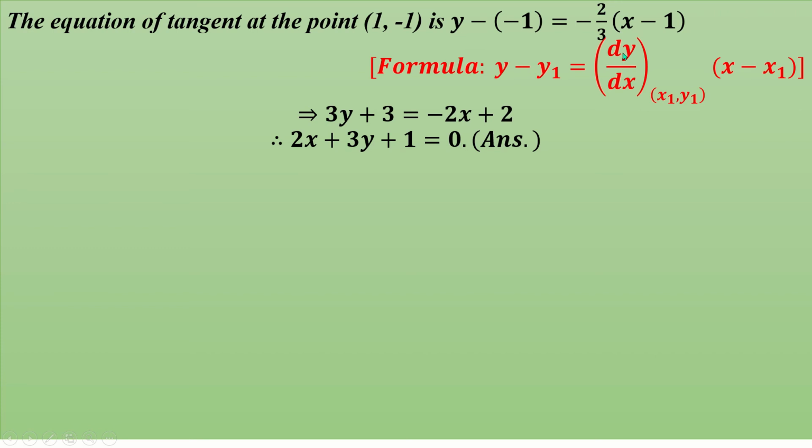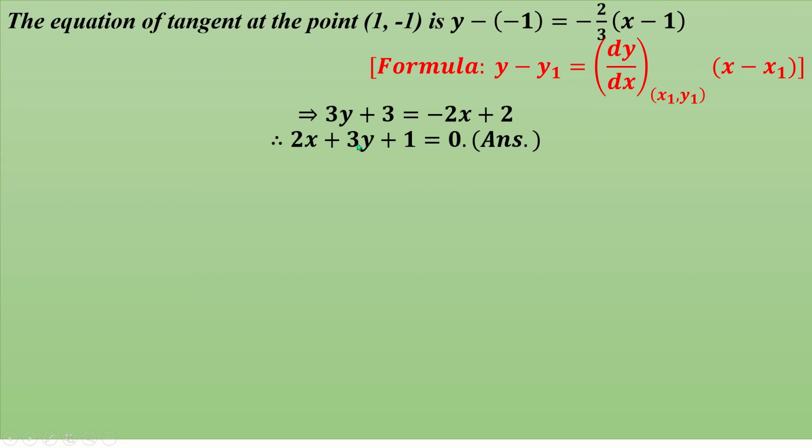Because the derivative of y with respect to x at the point (1, -1) is equal to -2/3. Now calculate by cross multiplication: 3y plus 3 equals minus 2x plus 2. Therefore 2x plus 3y plus 1.